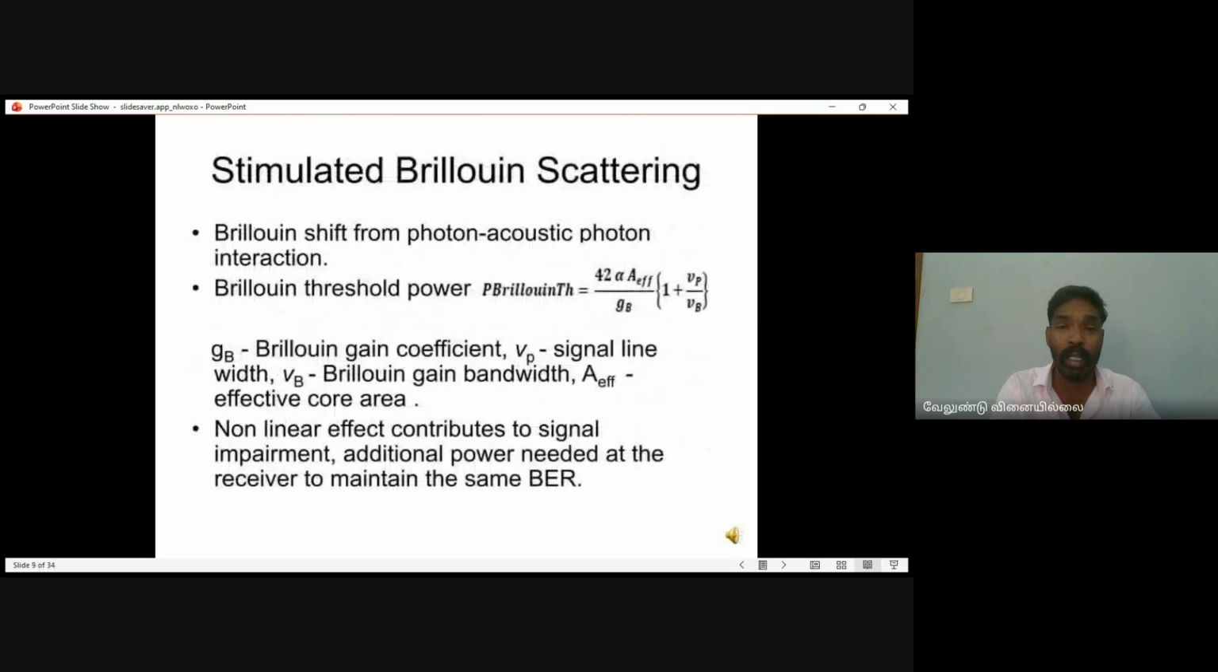The next one is stimulated Raman scattering. The previous one was what? Stimulated... What is this? Anyone can say? Yes, please, please speak. This is what, stimulated?